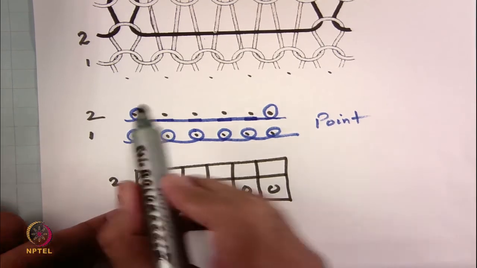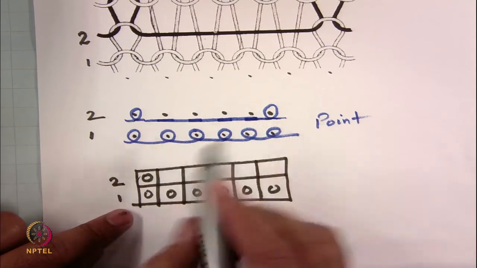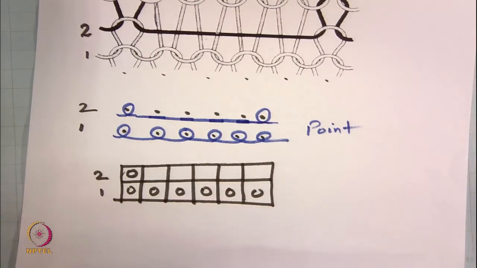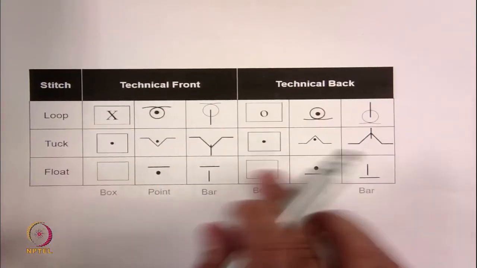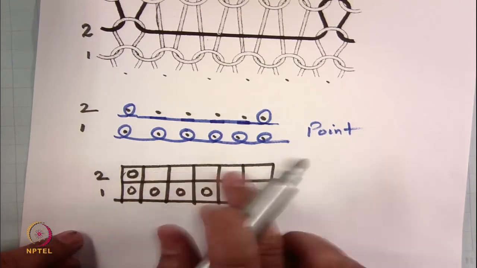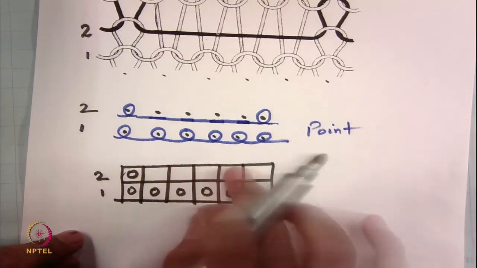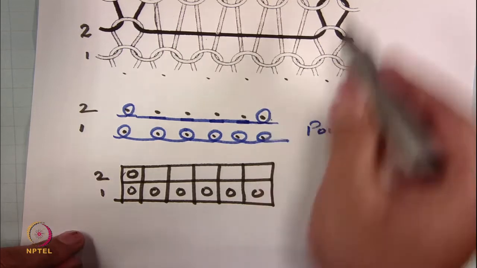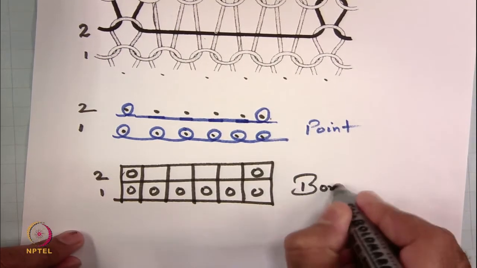In the second course, you have technical back loop in the first column, then all float. So, how do we represent float in technical back side? In technical back side, we represent float by a blank box. So, we keep all these 4 boxes blank because they are representing floats, and float means no intermeshing points. So, that is why it remains blank. And then in the 6th column, you are again making loop. So, this is the box notation.